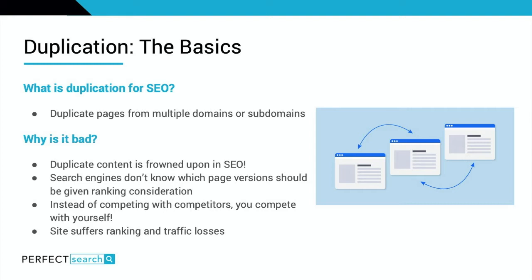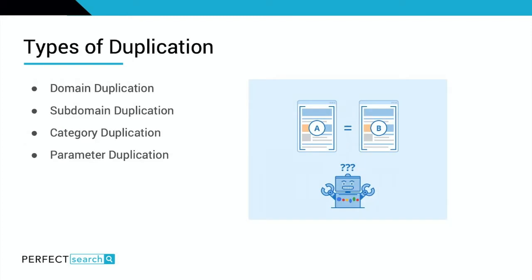Search engines don't know which page versions should be given ranking consideration. So instead of competing with your traditional competitors, you're actually competing with yourself. So your site can suffer ranking and traffic losses. There are different types of duplication. There's domain duplication, subdomain duplication, category duplication, and parameter duplication, among a few.